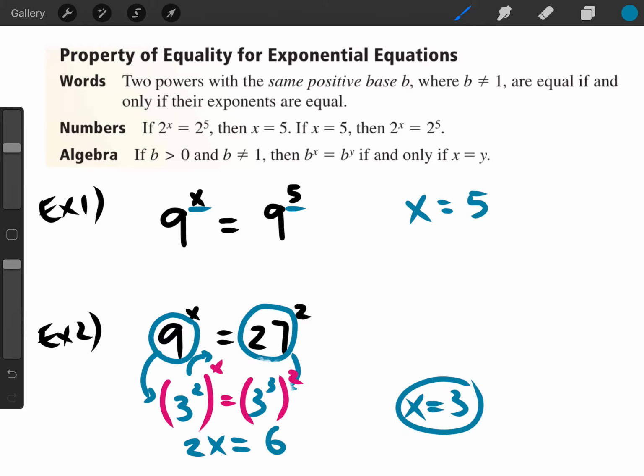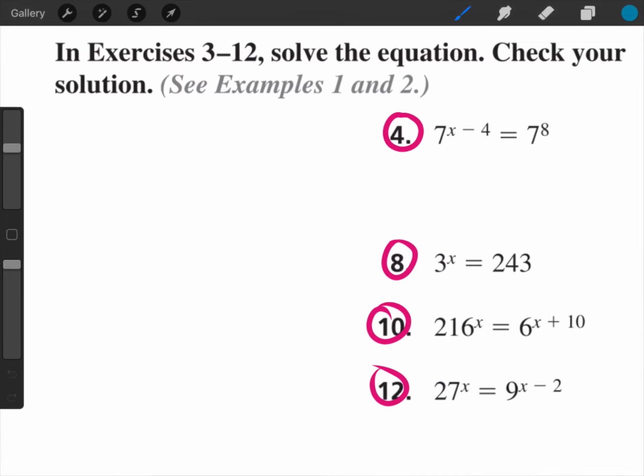Okay, let's go ahead and do some examples from the book. In the textbook, you guys are going to be working on the odd numbers. I'm going to be working on the even numbers. So number 4. You want to just compare the exponents because you have the same base. So in this case, you can just write x minus 4 equals 8. Okay, so add 4 on both sides. x equals 12.